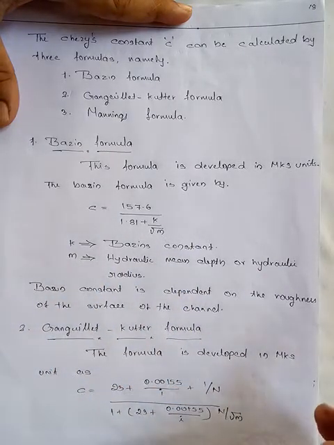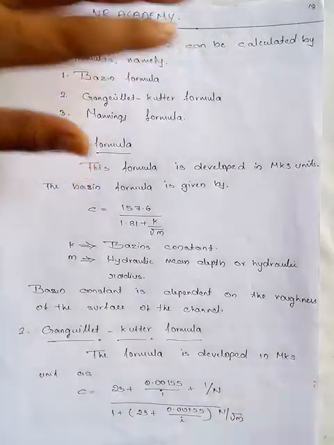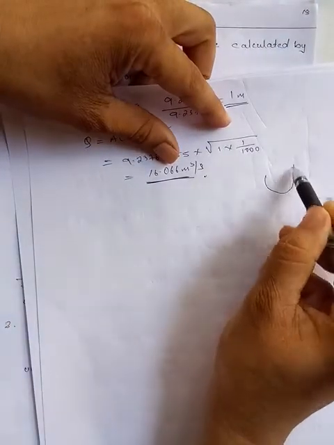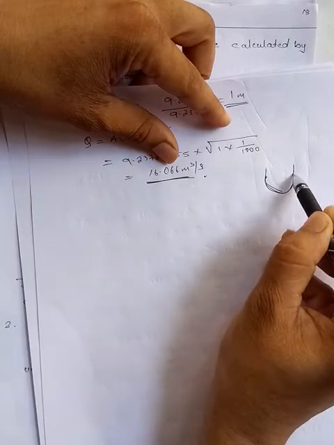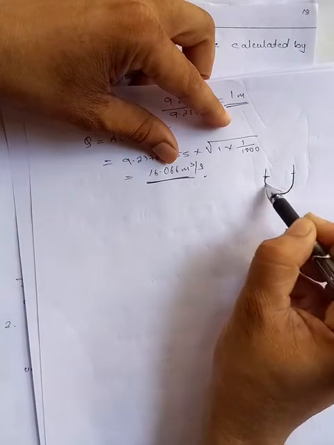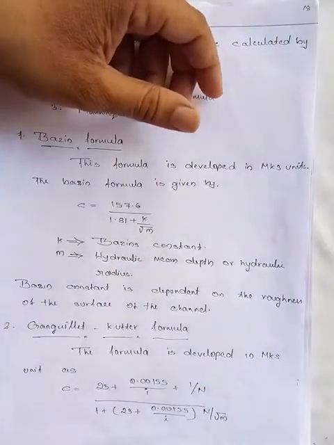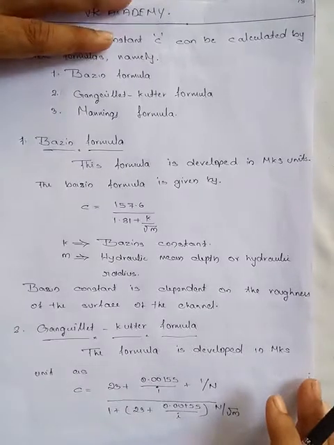You already studied that. So here the Bazin constant depends on the roughness of the surface of the channel. See, here this is the channel, and this is the roughness of the surface, the lining. So depending upon the material, the roughness is going to change. So the Bazin constant depends upon the roughness of the surface of the channel.